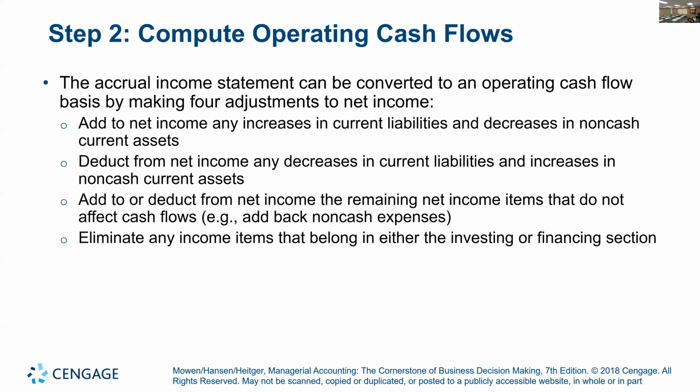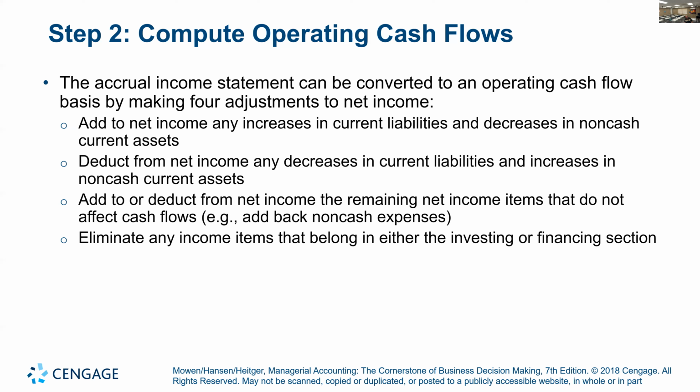If they decrease, we will subtract it. Okay, so there's step 2 and 3. And finally, step 4 is we need to eliminate any items that belong in the investing or financing section, meaning we need to get rid of the gains or losses on sale of equipment or investments. Okay, because that is put into net income, we are going to just remove it, do the opposite.